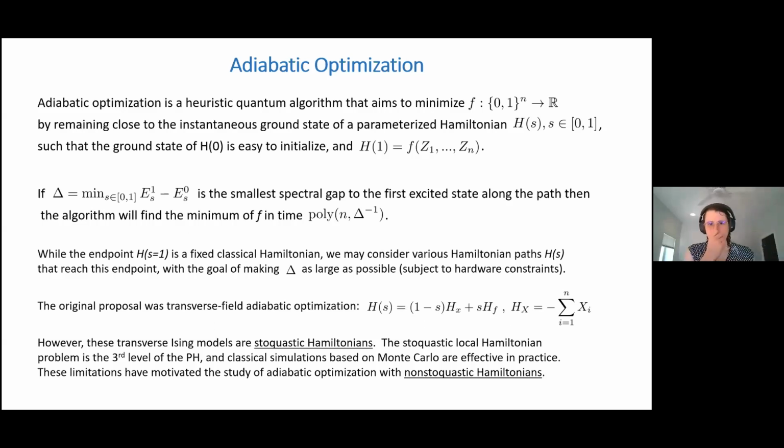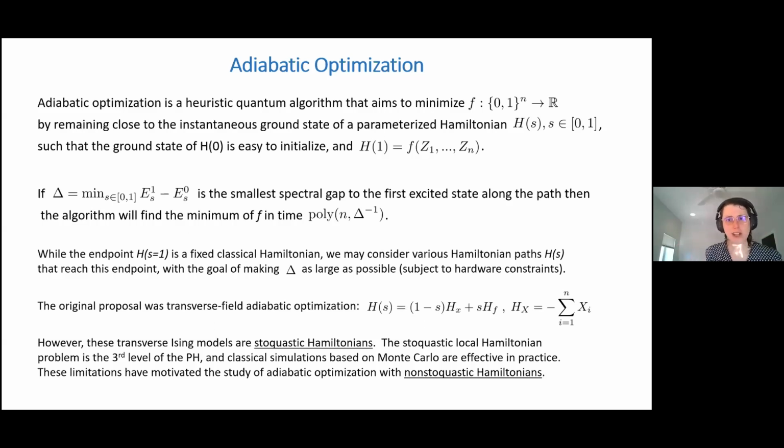Okay, and so this spectral gap is a function of n, and various adiabatic theorems guarantee that the algorithm will successfully remain close to the ground state as long as the total evolution time is some polynomial in n and this inverse spectral gap. And so in theoretical computer science, an algorithm is efficient if it runs in polynomial time in the size of its input. And so if this delta is at most inverse polynomially small, then this is the case where the algorithm is efficient.